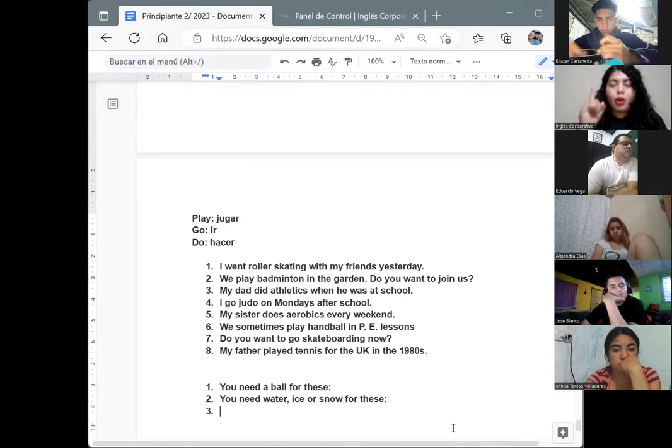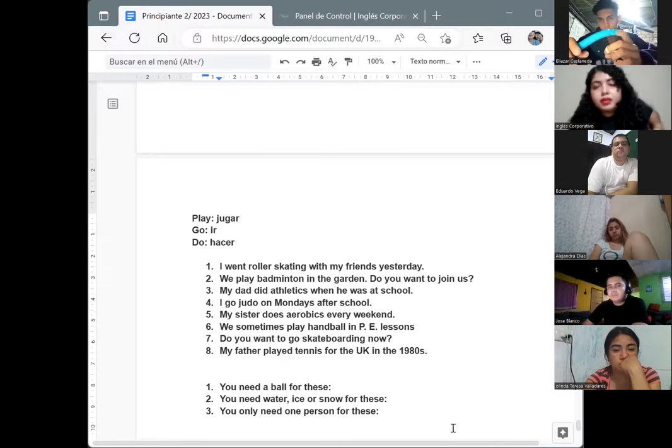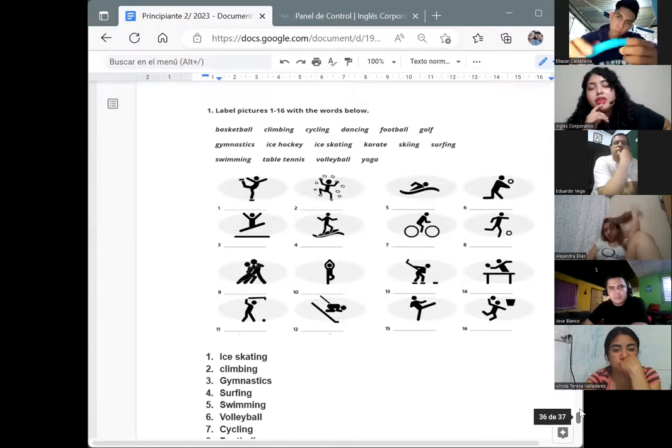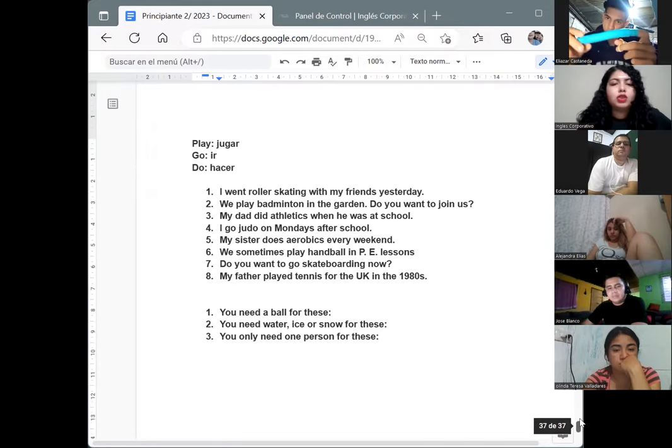Número tres. You only need one person for this. Una sola persona necesitamos para este deporte. ¿Deporte de una persona? Tenis. It could be. ¿Qué más? Skateboarding. Vamos a ver las imágenes para que nos vayamos basando también en las imágenes. ¿Qué más necesitamos para una sola persona? ¿O un solo jugador? Yoga, very good. Cycling. Swimming. Okay, very good. Muy bien. En eso se puede hacer en conjunto, pero también se puede hacer solo, ¿verdad?